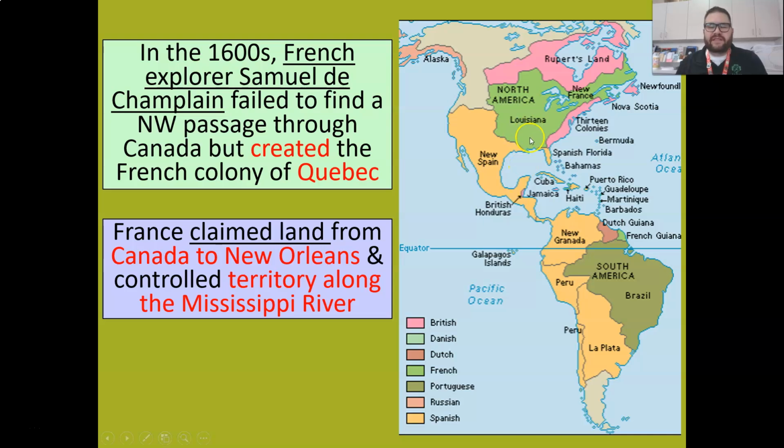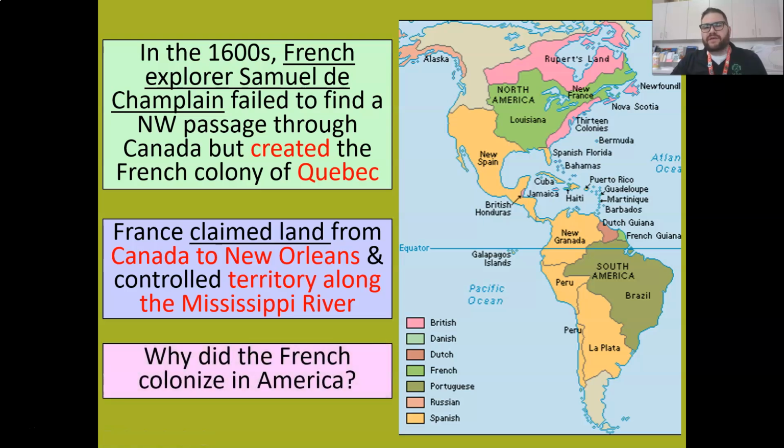You will also see that the French will grow their control and claiming of land, even to include areas of the Missouri River as well, and even over into the Ohio River. This will come with great conflict between the French and Native Americans. So let's go back and ask that question about the French that we had just previously answered about the Spanish. Why did the French colonize in America?